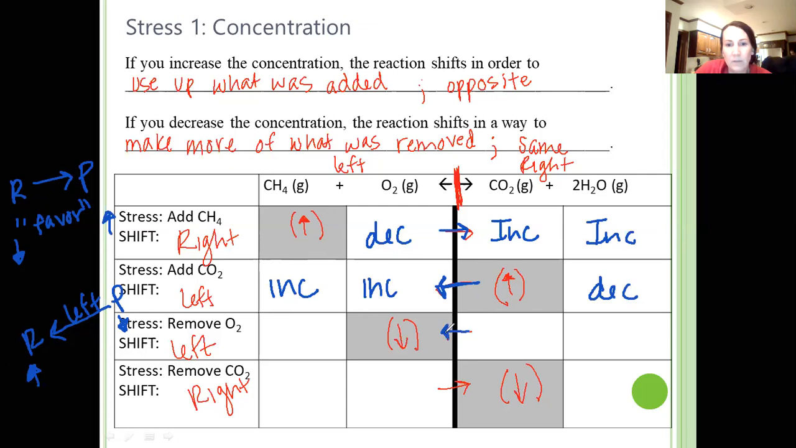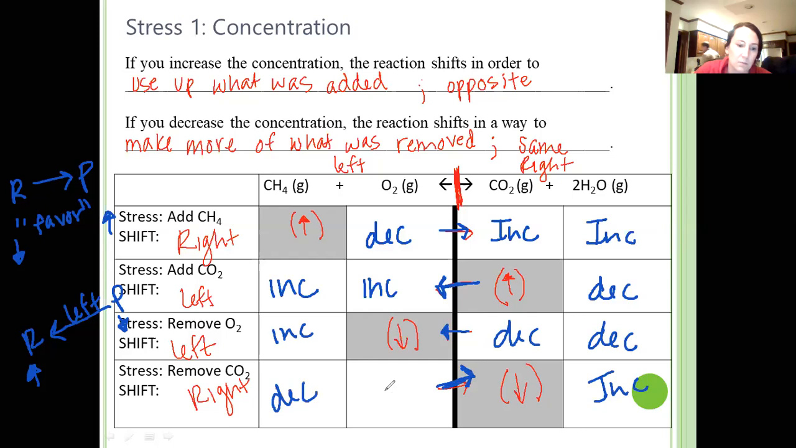Next one, shifting left, so in that direction, everything on the left goes up, and you ignore any boxes that are shaded in. And then the other side, empty boxes decrease. Okay, on this one, I'm shifting to the right, so the stuff in the empty box will increase, and the extra boxes will decrease. Okay, so let's just do one more, since you don't have any homework with this.